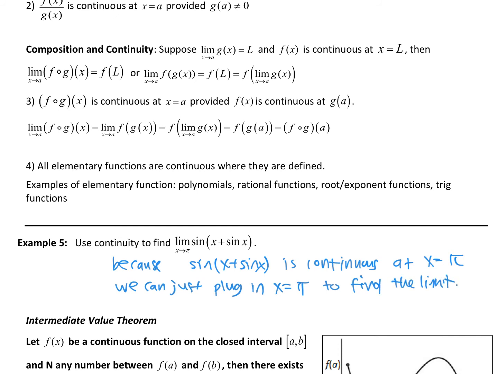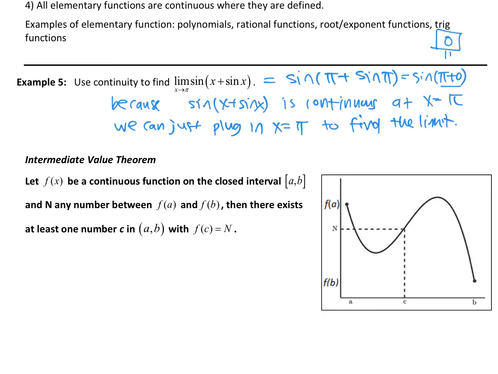Okay, so my answer is sine of pi plus sine pi. Sine pi is equal to 0, so this will be sine pi plus 0. Again, pi plus 0 is pi, so sine pi is 0 again, so my final answer is equal to 0.